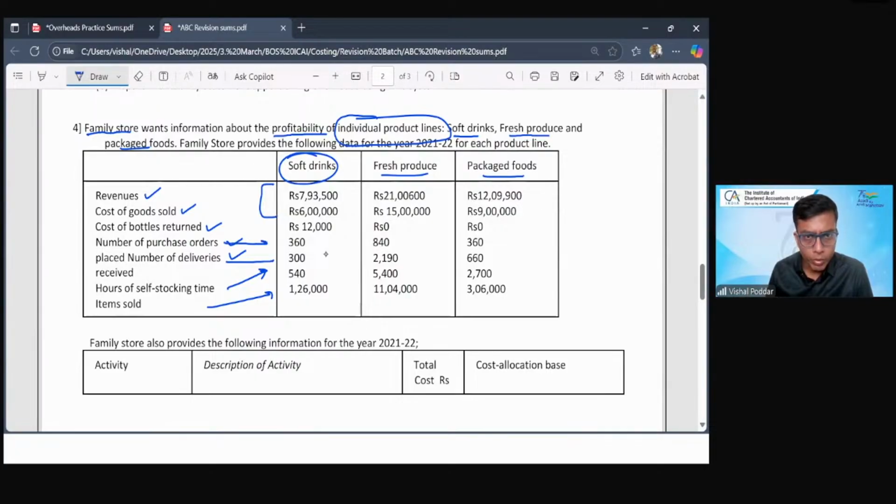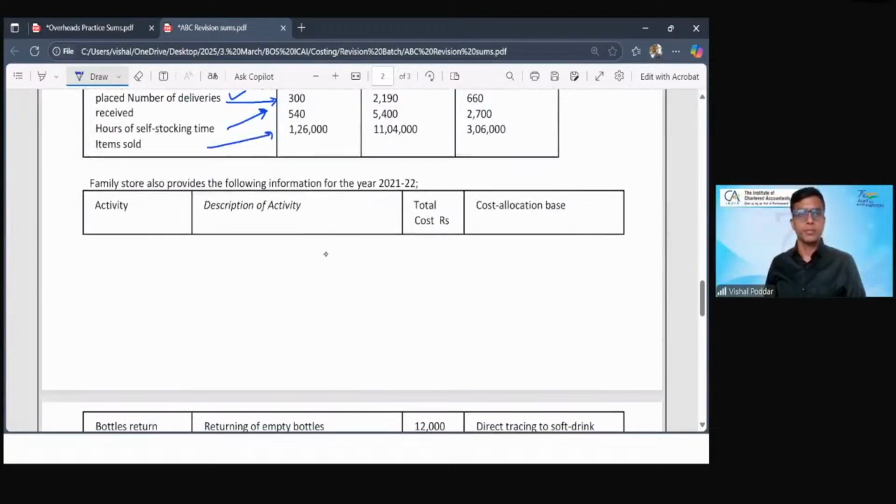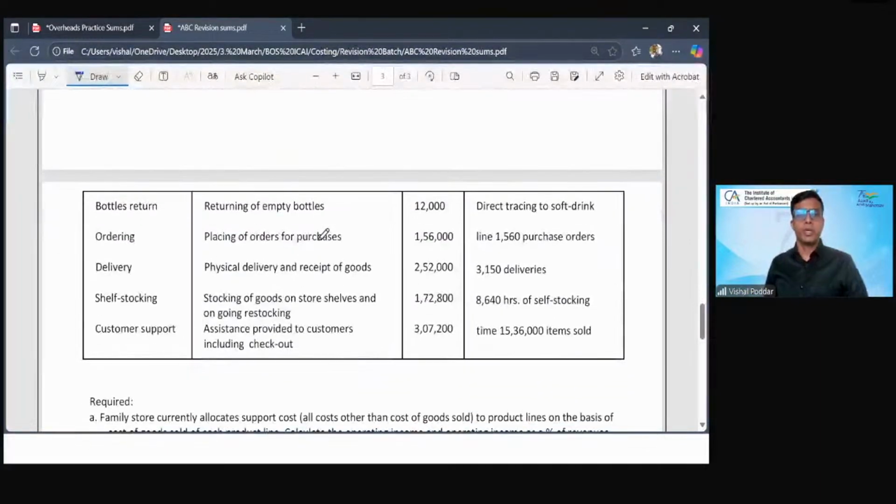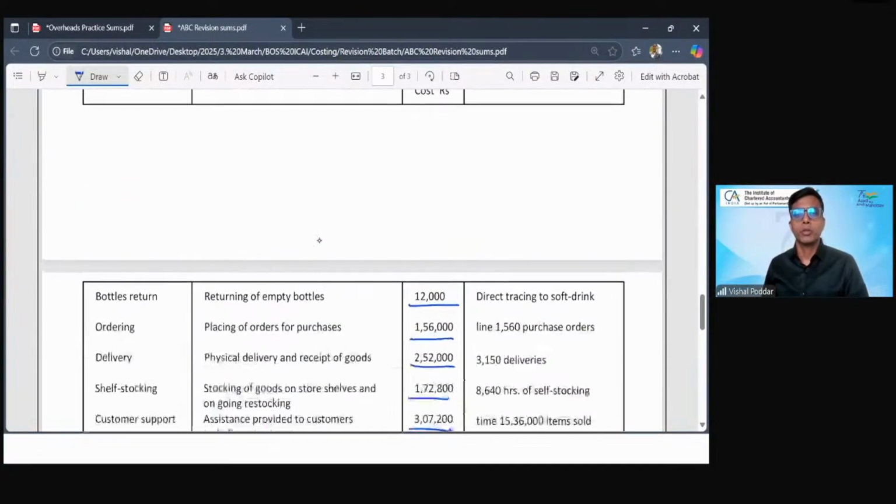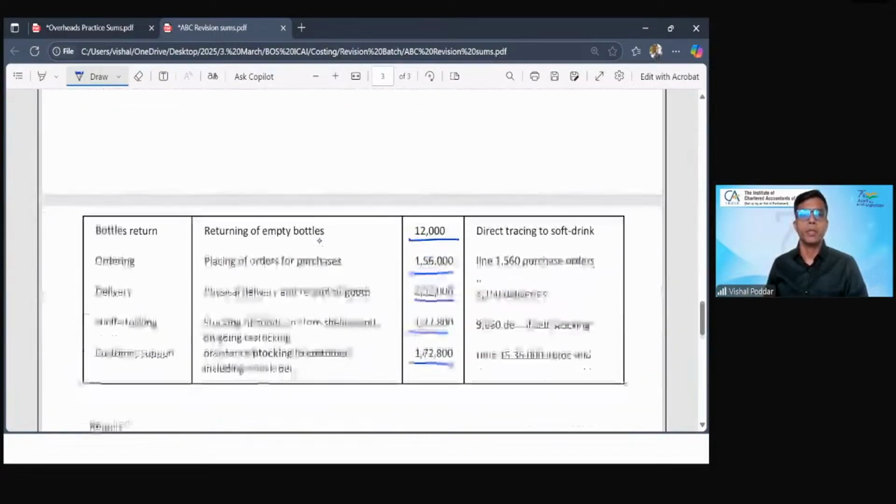This is number of orders. This is number of deliveries. Okay. Now the data is given. What it says, family store also provides the following information. What is this information? That if they are following ABC, they will be apportioning cost like this. So this is how they apportion cost under the ABC method.